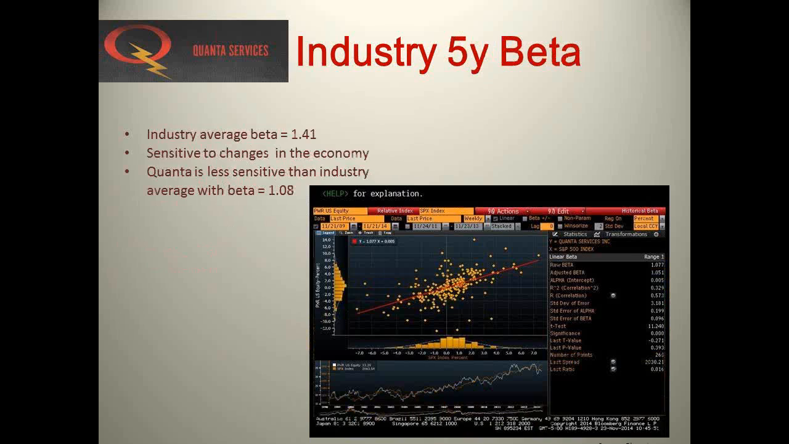So looking at the beta of Quanta and its industry, the industry average beta is 1.41, meaning it is pretty sensitive to changes in the economy. However, Quanta's beta is a lot less sensitive than the industry average at a beta of only 1.08.